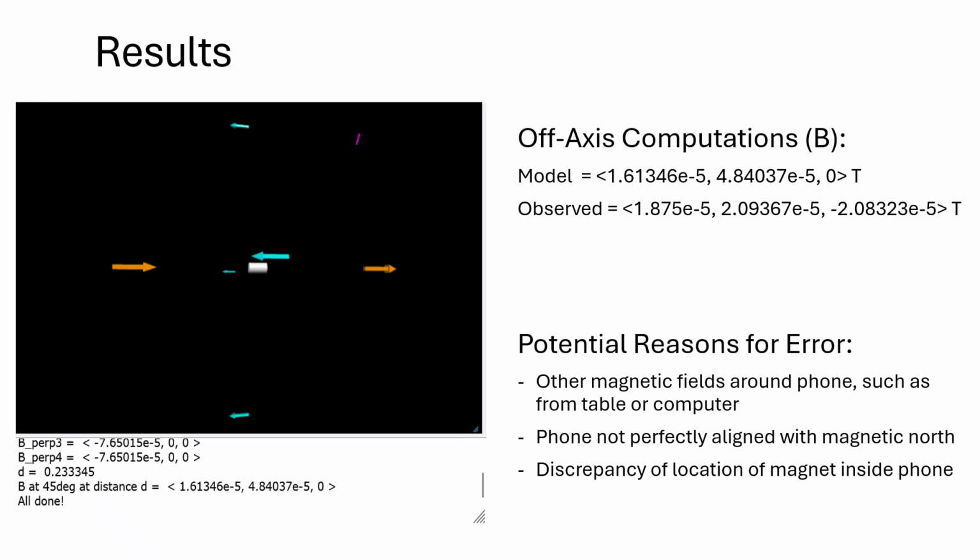Some potential reasons for this can be other magnetic fields around my phone, such as the metal table I was using, my computer, or even the headphones I was wearing. Some others include my phone not being perfectly aligned with magnetic north, or some other discrepancy when finding the location of the magnetic sensor inside my phone.